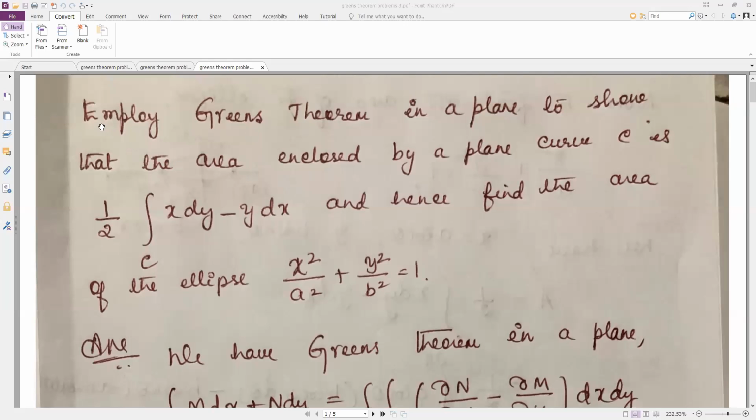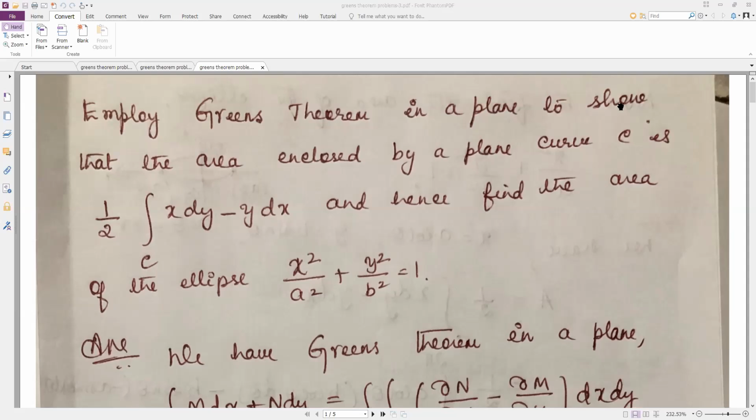Apply Green's theorem in a plane to show that the area enclosed by curve C is half into integral C x dy minus y dx, and hence find the area of the ellipse x square by a square plus y square by b square equal to 1. So this is also considered as a formula. How to get it, we will see here.